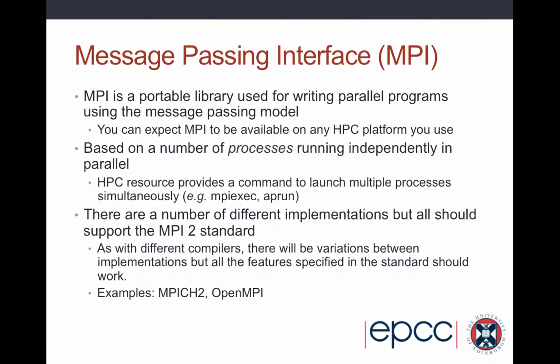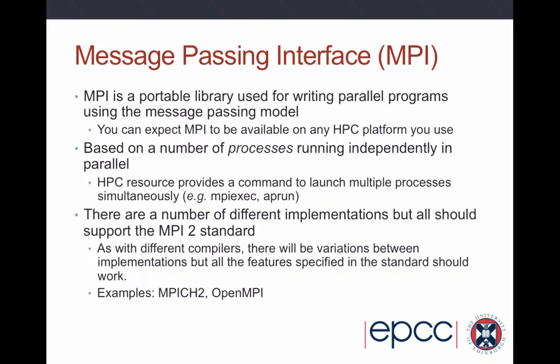And the most common incarnation, essentially the standard incarnation, of message passing programming is the Message Passing Interface library, the MPI library. This is a portable library for writing parallel programs using the message passing model, and it's available on every HPC platform you come to. It's based on a number of processes running independently in parallel, which we've talked about already, and you usually get some sort of command that coordinates the launch of these multiple processes simultaneously, so you don't have to do that by hand. So you'll often see things like mpiexec, and you specify the number of processes, and it gets launched. They get launched in the right place automatically.